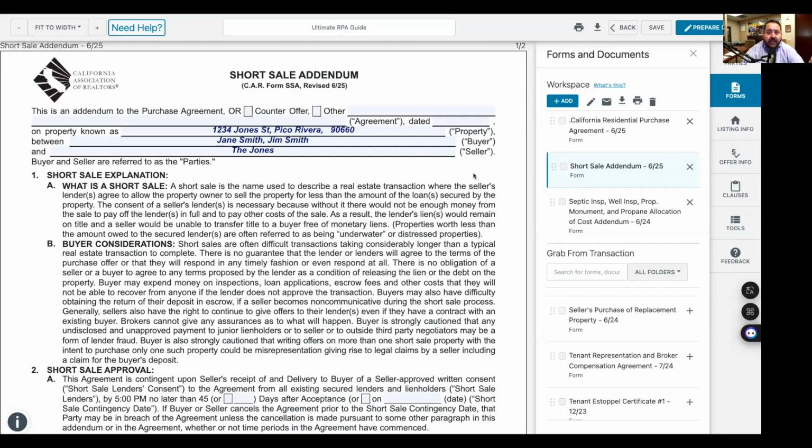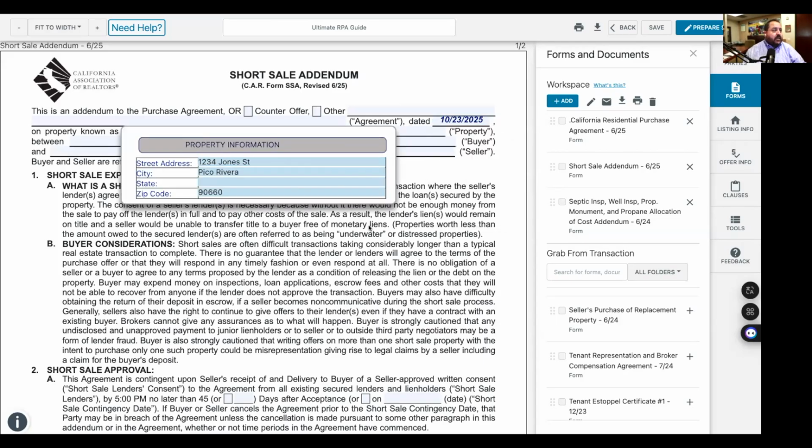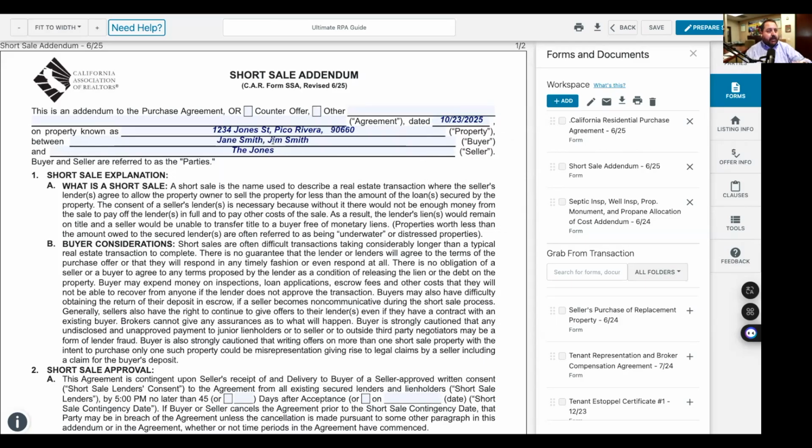If you're writing the offer and you know it's a short sale and you're going to include it, just go ahead and fill this out and send it. If not, if you're doing it as part of a counter offer and I'm countering you as listing agent to say this is a short sale and we have to include the short sale addendum, then I'm going to check off this box for counter offer because it's subject to the counter offer, not the purchase agreement. The date of the purchase agreement or counter offer goes here. Okay. The address of the property, the buyers, the sellers.